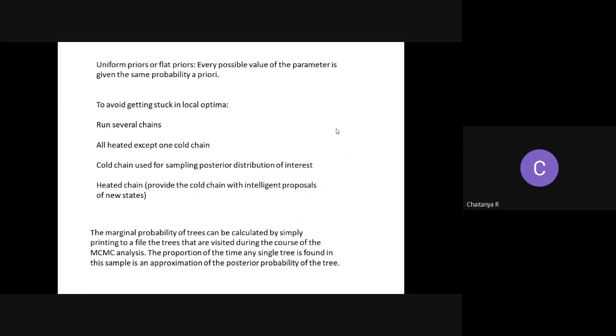Okay. Moving on. So basically, to avoid getting stuck in local optima, we already saw that, we run several chains, all heated chains that have the ability to melt the probability space, except one cold chain, right? The cold chain is used for sampling the posterior distribution of interest, and only the cold chain is used for that. Heated chains provide the cold chain with intelligent proposals of new states, and that is all that the heated chains do, apart from traversing the probability space more efficiently, right?